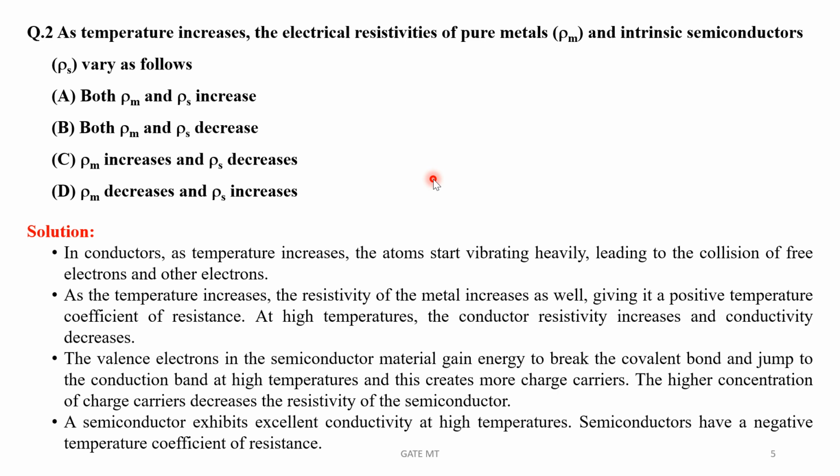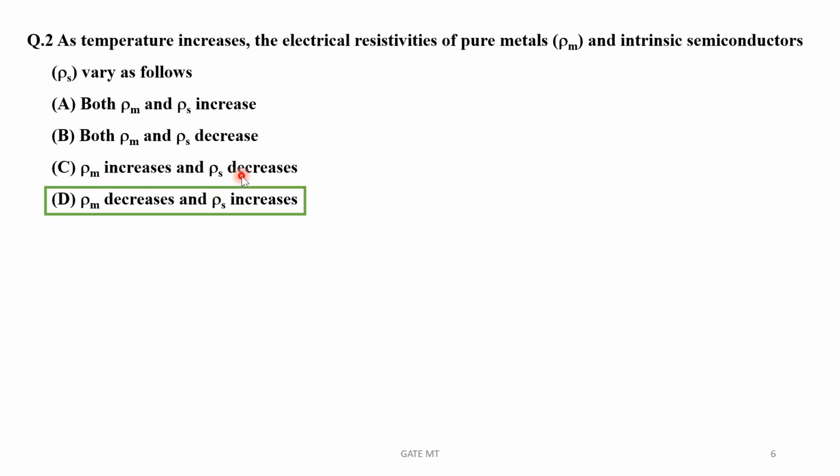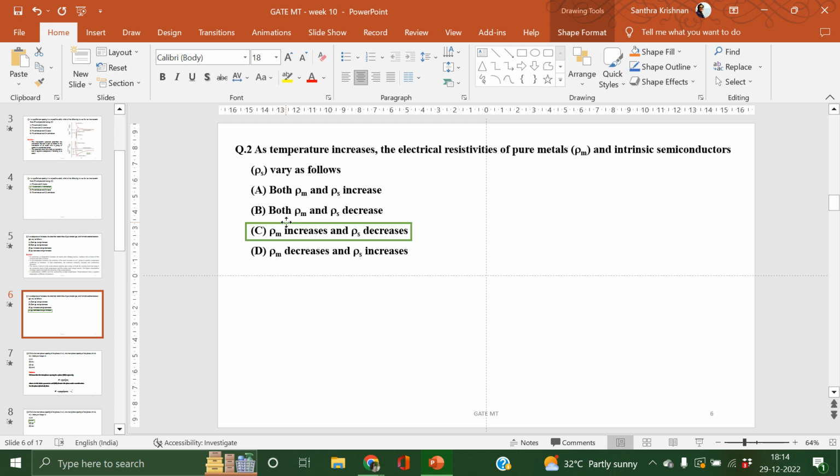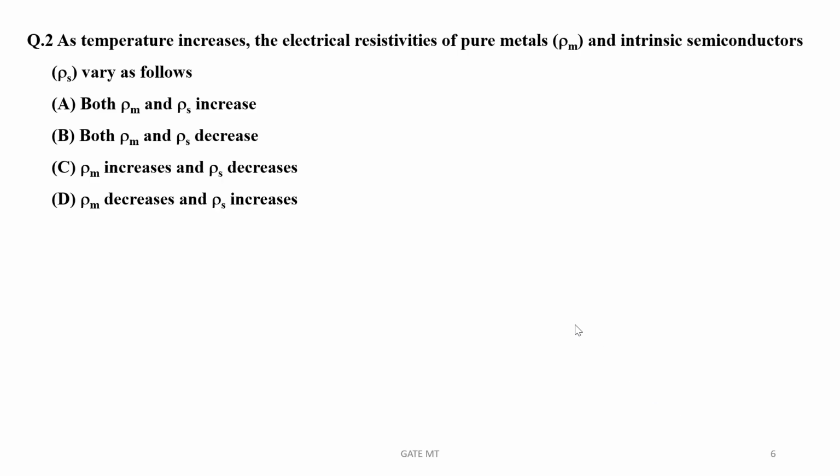So is it clear? As temperature increases, the electrical resistivity of pure metals increases and that of an intrinsic semiconductor decreases. So rho m stands for metal, rho s stands for semiconductors. Hence, this option is wrong, I feel. So the answer will be option C: resistivity of metals will increase and the resistivity of semiconductors will decrease.